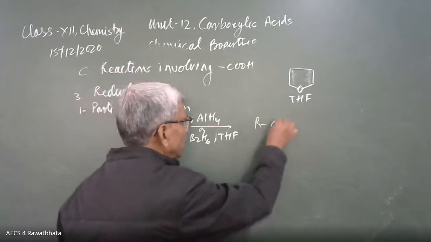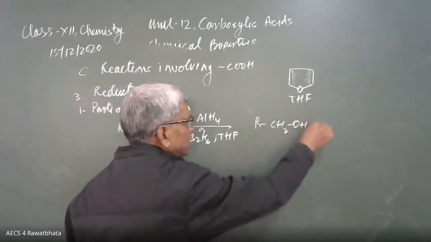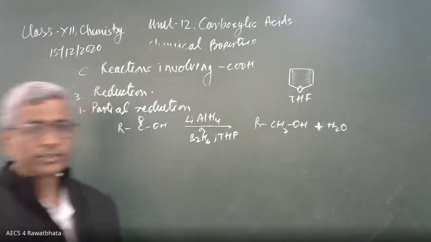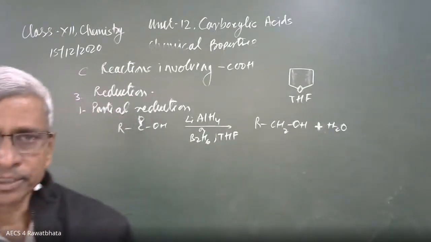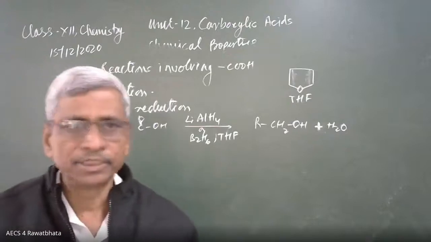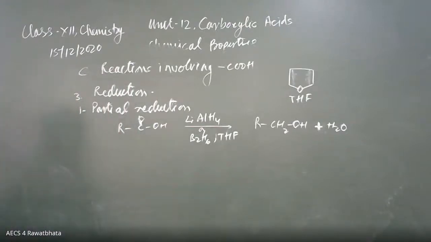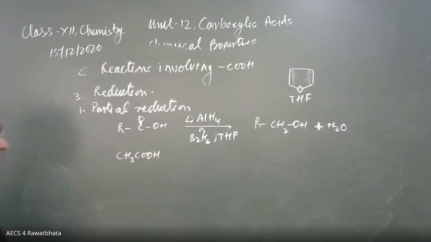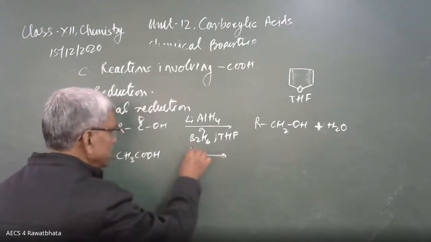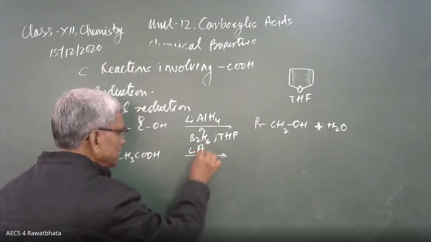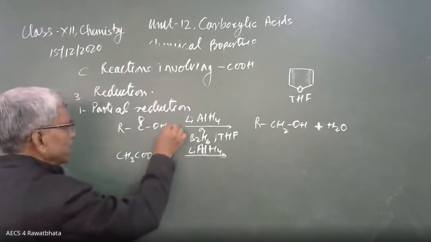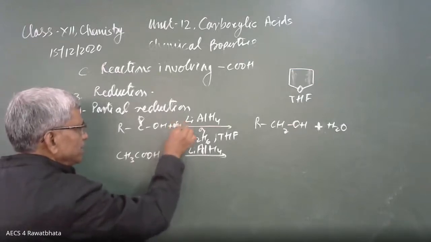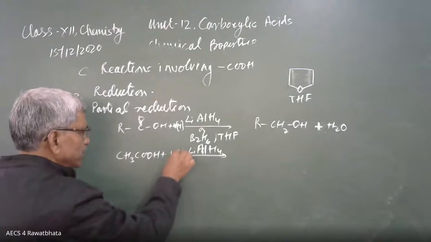It gives RCH2OH plus H2O. One oxygen is coming out in the form of H2O, and one oxygen remains there. That's why it is called partial reduction. Complete oxygen is not going to be removed. That's why it is partial. If it is CH3COOH, going to combine with LiAlH4, we can also mention hydrogen here. How many hydrogens are needed? 4H can be written, plus 4H. Please check whether 4H or more.